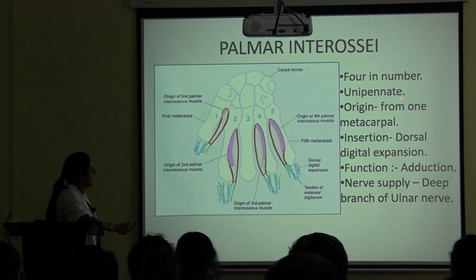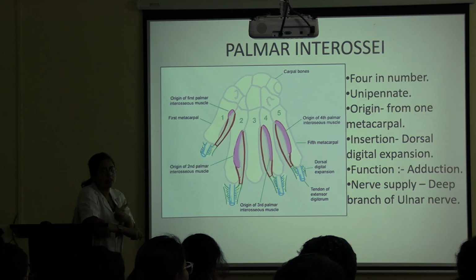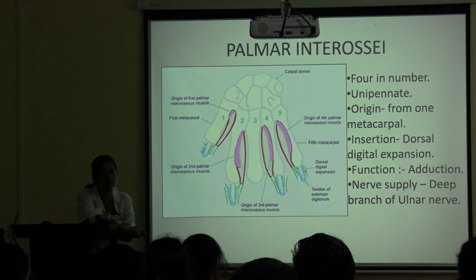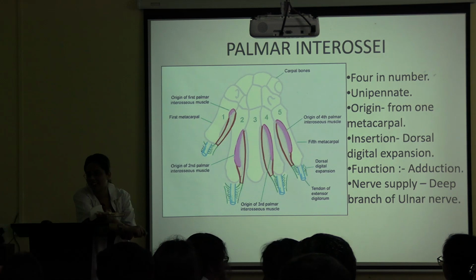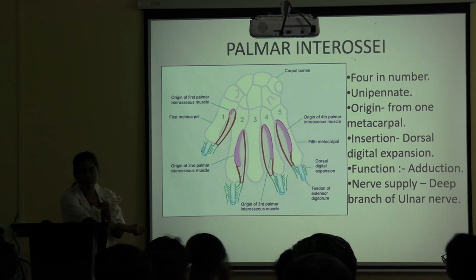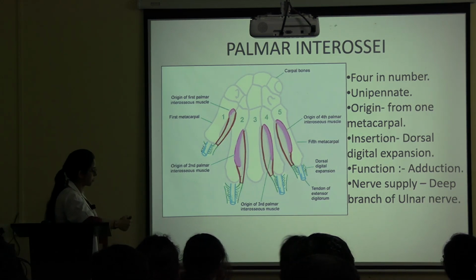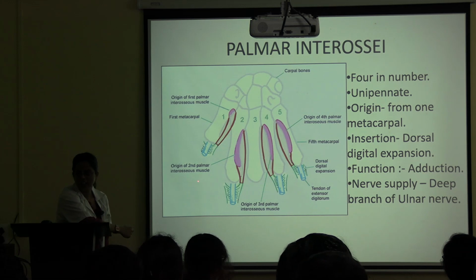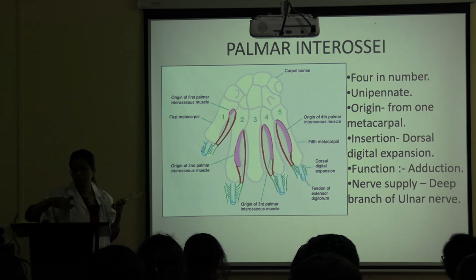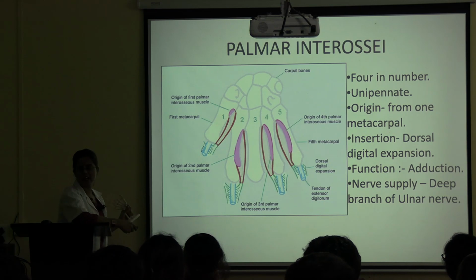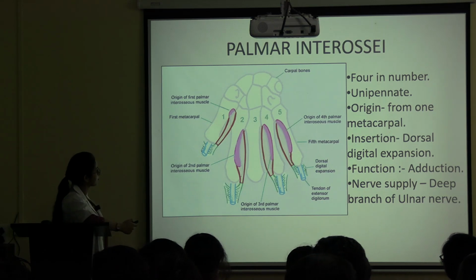Now these are unipennate. Now can you tell me what is the meaning of pennate? Pennate means leaf-like. Okay. So it is unipennate. It's leaf-like, unipennate. In one side, that's why uni, and pennate means leaf-like. Okay. The arrangement of the fibers.